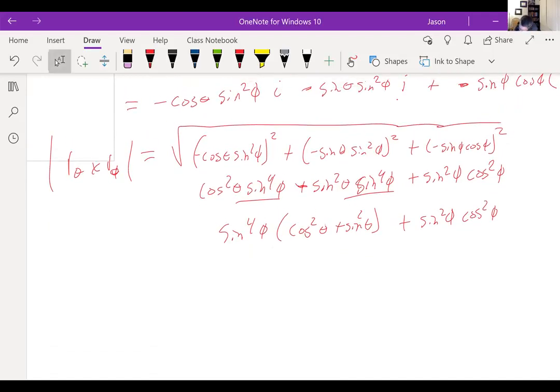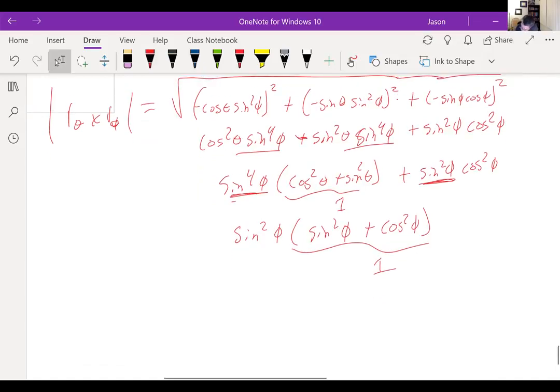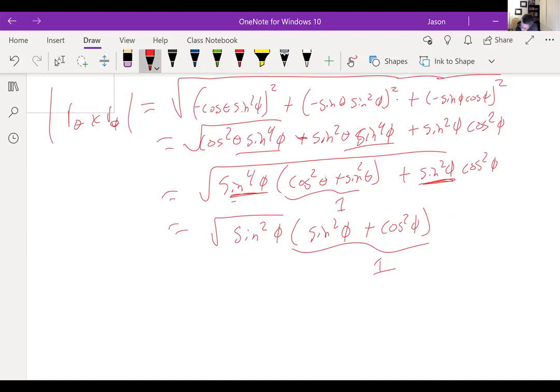And so what are we going to get here? This goes to 1. And then I'm going to do something sneaky here. I'm going to factor out a sine squared phi out of both of these, so that's sine squared phi times sine squared phi plus cosine squared phi. So that's another 1. Then I'm just going to take the square root of that, because this is all square rooted. And so this ends up being the absolute value of sine phi.